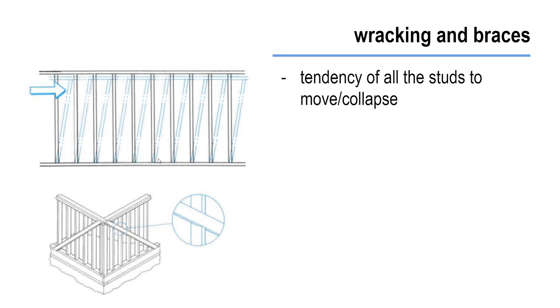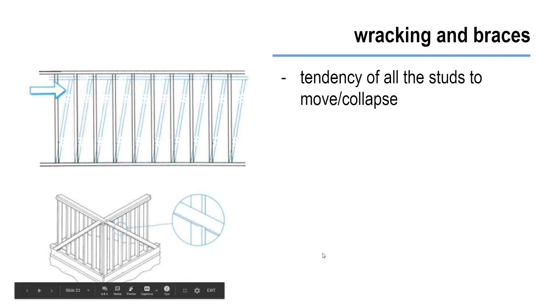Now, a lot of times we'll have what's called racking, which is just the tendency of all of the studs to want to move over or collapse kind of into this parallelogram shape. And this can be taken care of using diagonal braces, as well as your plywood sheathing at the corners of the building can help prevent this movement as well. But you can use different pieces of braces just to kind of help hold everything in place.